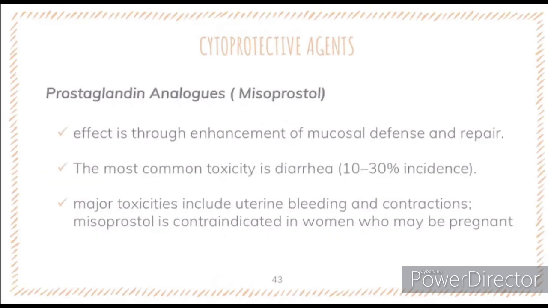And last would be the prostaglandin analog, wherein the effect is through enhancement of mucosal defense and repair. The most common toxicity of this would be diarrhea, which accounts for 10 to 30% of incidents. The major toxicities include uterine bleeding and contractions, so misoprostol is contraindicated in women who may be pregnant.